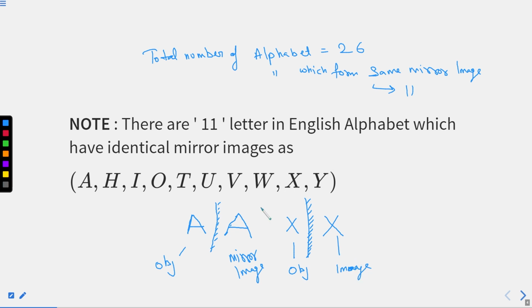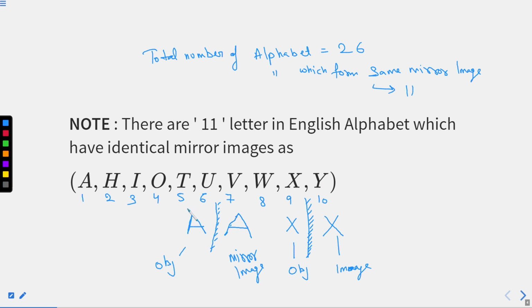Now we'll see other letters as well. So A is 1, H is 2, I is 3, O is 4, followed by T in 5th, U 6th, V 7th, W 8th, X 9th and Y 10th.